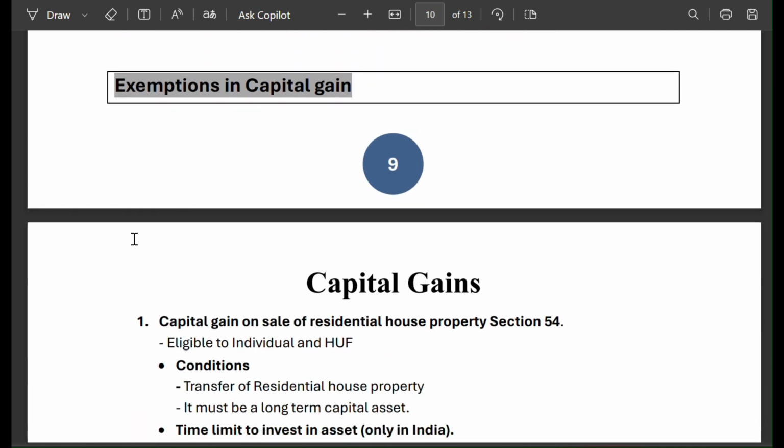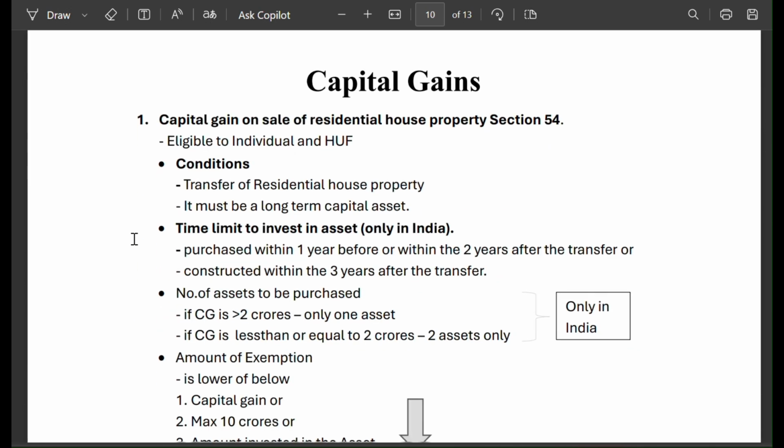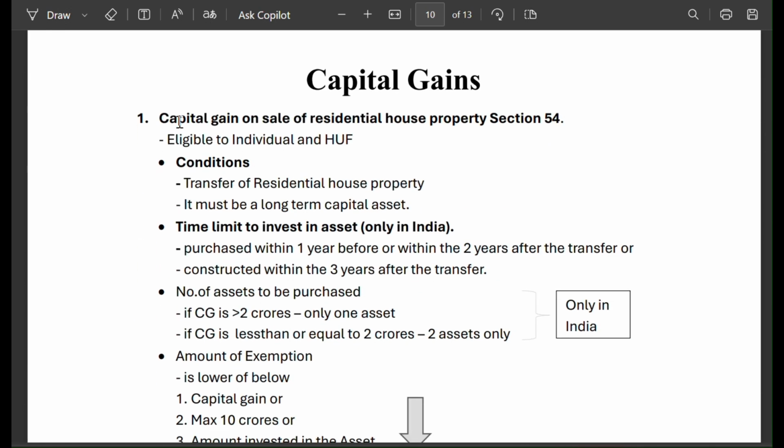And the main concept in capital gain is, if you need to complete the answer for a capital gain question, you should know the exemptions in capital gain. The first exemption is section 54. In this exemption, if you are selling a residential house property, it is eligible to individual and HUF only, but it is not eligible to any company or partnership.